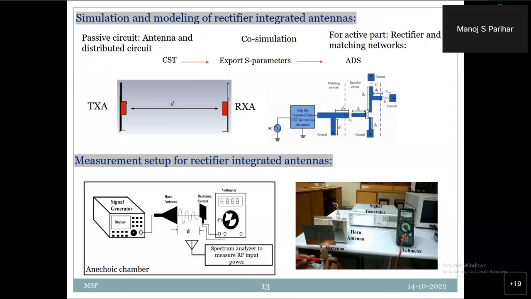Hello, sir. Hello. Sorry for the interruption, sir. I have one doubt. Can I ask it now? Yes, please. When we are doing the antenna part and this rectifier circuit, can we do it in CST itself?